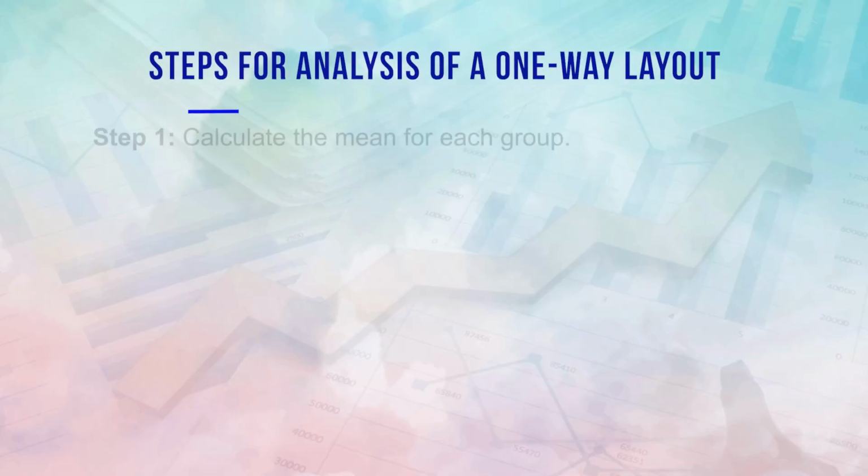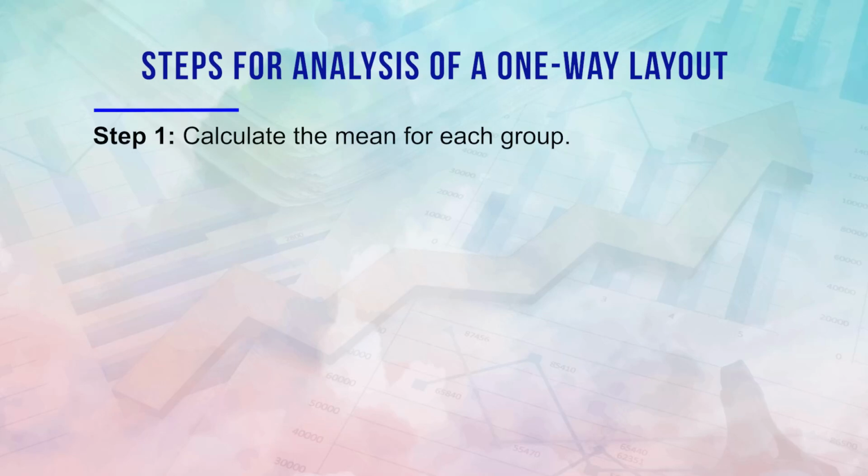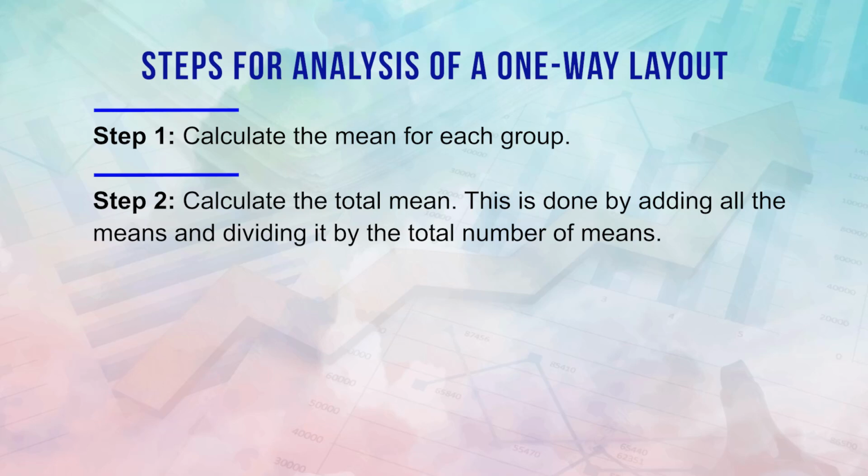Now we will discuss, for a given data set, what steps are to be followed to analyze a one-way classified data. So step 1, we will calculate the mean for each group, the average for each group. We will calculate the total mean. This is done by adding all the means and dividing it by the total number of means. So if there are k groups, then I will add up all these k means and then divide by k.